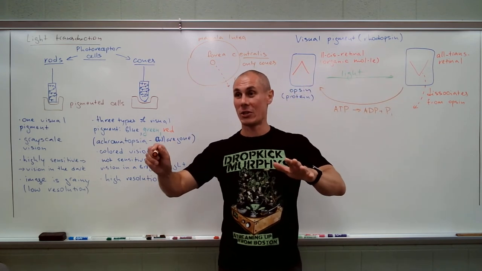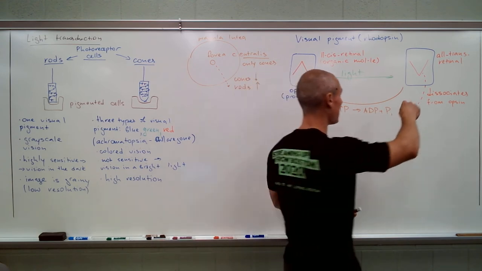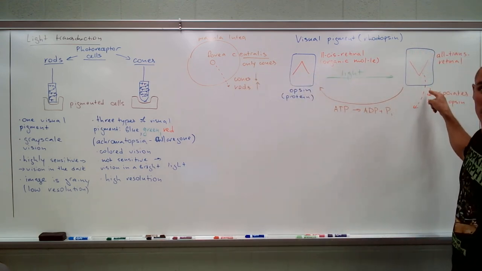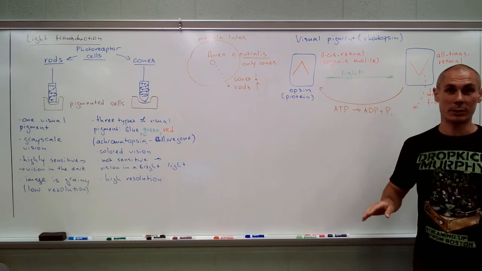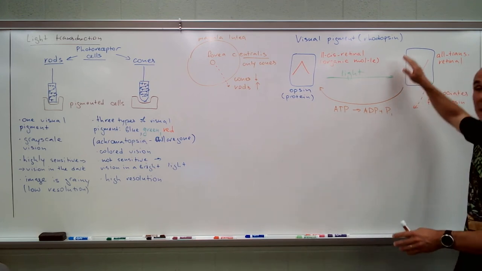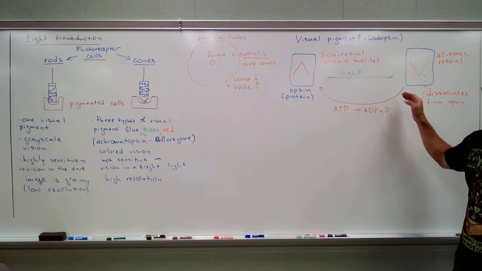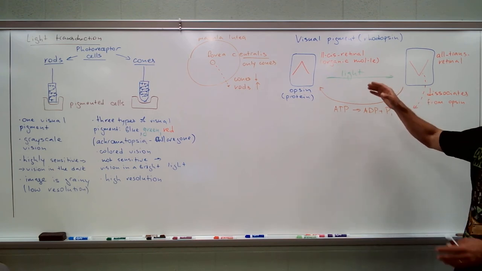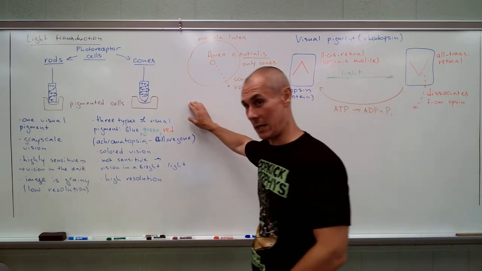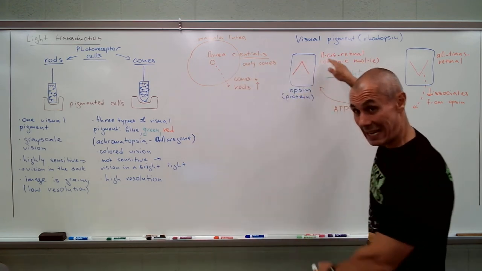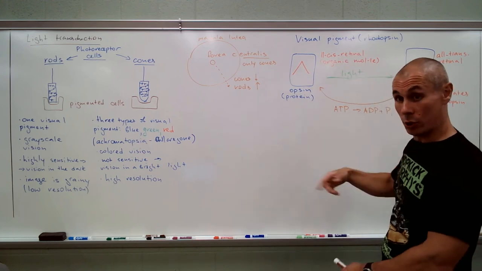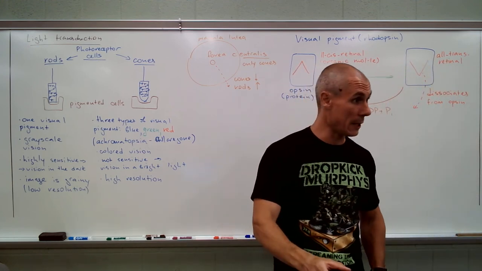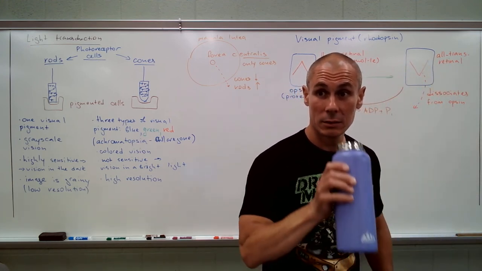So all your rods now, all of them, exist in this state. It's called bleached. They're completely bleached. Does that make sense? They can't sense light because they're so sensitive. Your cones, on the other hand, do sensing, and then they go back, and then they do sensing, and they go back, and you use energy to see, okay? Make sense?